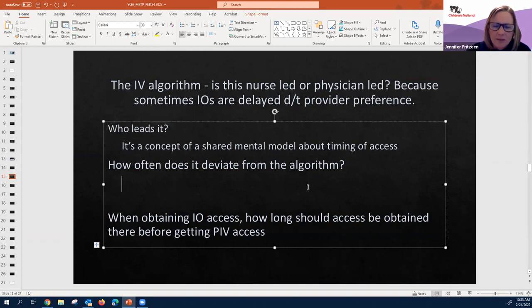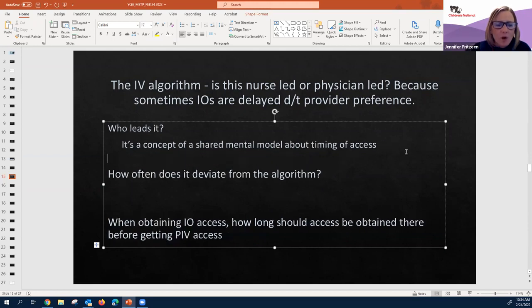So maybe algorithm was not our best title. Well, it is an algorithm because there's a flow. Yeah, but it's more of a shared mental model, just reminding everyone in that code room that we waste 10 minutes on getting an IV when we could do an IO in less than 15 seconds. And in a stable patient, that's okay. But in a patient who is unstable, who needs drugs, who needs to be intubated, who needs blood, that's when we're having problems with it.